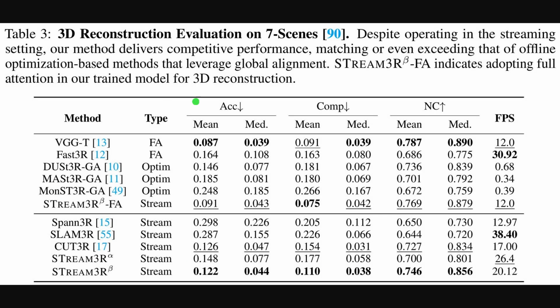And this strong performance carries over to full 3D reconstruction on the 7 scenes dataset. This table compares several methods using metrics for accuracy and completeness, where lower scores are better. The key comparison is again with the streaming method CUT3R. Here, the STream3R beta model achieves a mean accuracy of 0.122, which is better than CUT3R's 0.126. And just as importantly, it does this while being significantly faster with an inference speed over 20 frames per second compared to 17 for CUT3R.